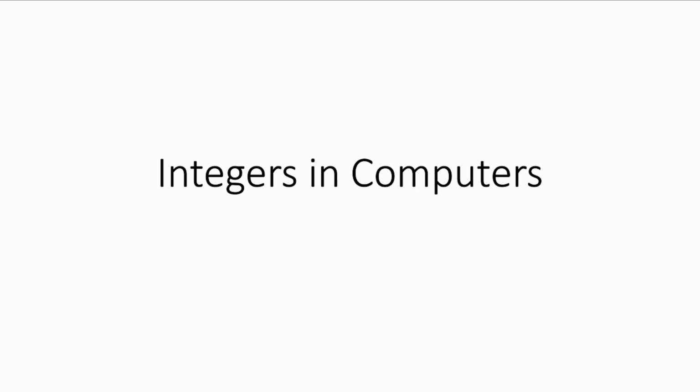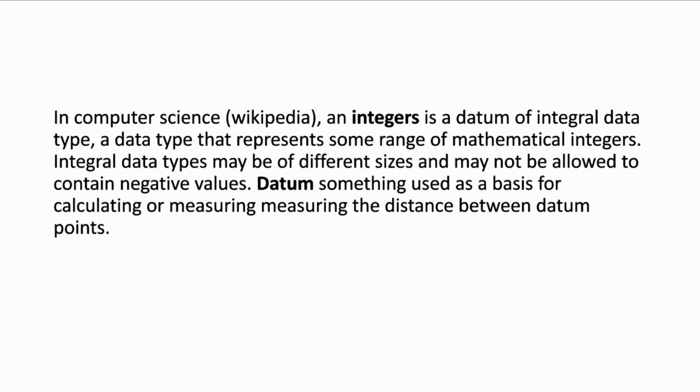The topic is all about integers in computers. In computer science, according to Wikipedia, an integer is a datum of integral data type, a data type that represents some range of mathematical integers. Integral data types may be of different sizes and may not be allowed to contain negative values. A datum is something used as a basis for calculating or measuring, like the distance between datum points.